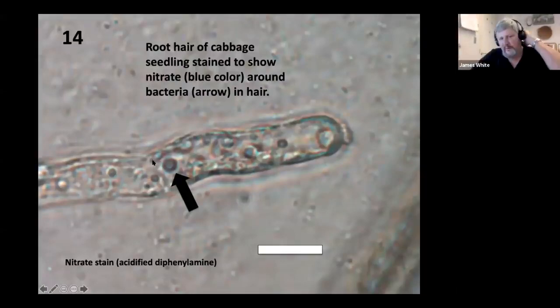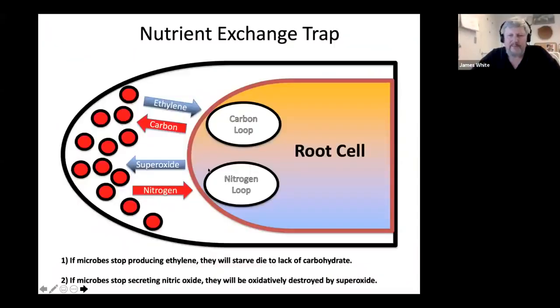Because this is a root hair of cabbage, looks like, and you can see the bacteria there, and you can see the purple around it. That shows the nitrate. That's stained for nitrate, with this nitrate stain that stains purple where there's nitrate. You can see the purple around all of those. So they're all secreting nitrate into the plant. That's how we interpret that.